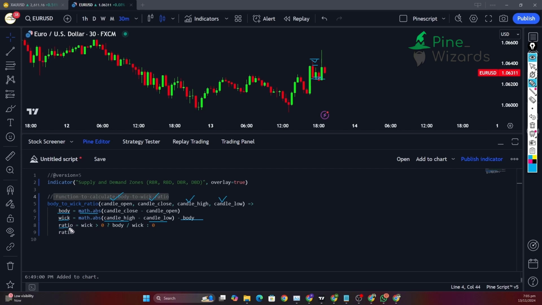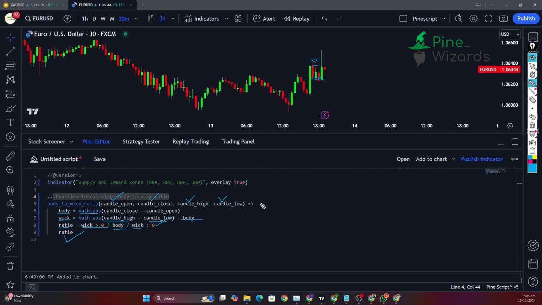That is, ratio is going to be: wick should be greater than 0. If that is, then we want the body divided by wick, and if the wick is not greater than 0, then we just want to return 0. So at the end, we're going to return the ratio for this body to wick ratio function.